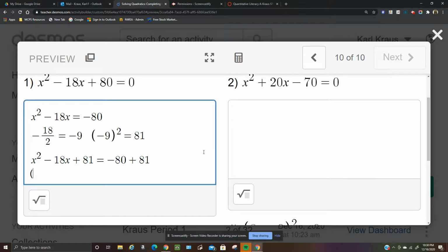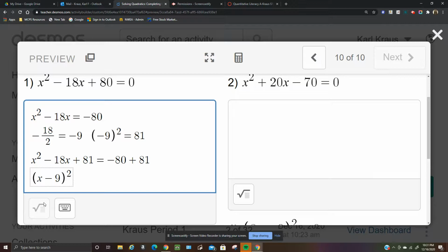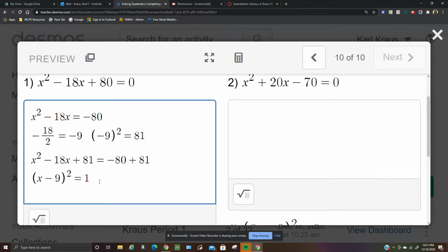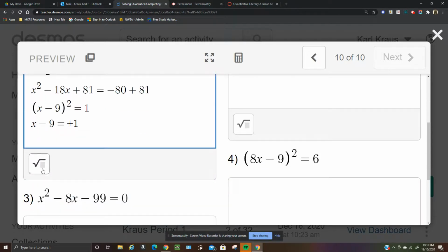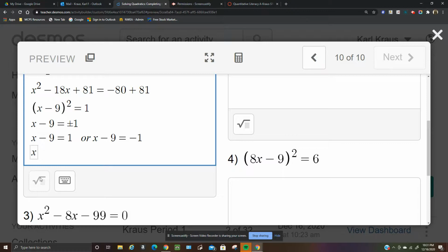Factor. x minus 9 squared equal 1. Take the square root of both sides. It's plus or minus 1. Let's separate that into two equations. X minus 9 equal 1, or x minus 9 equal negative 1. Solve each of those. X is 10, or x equal 8.